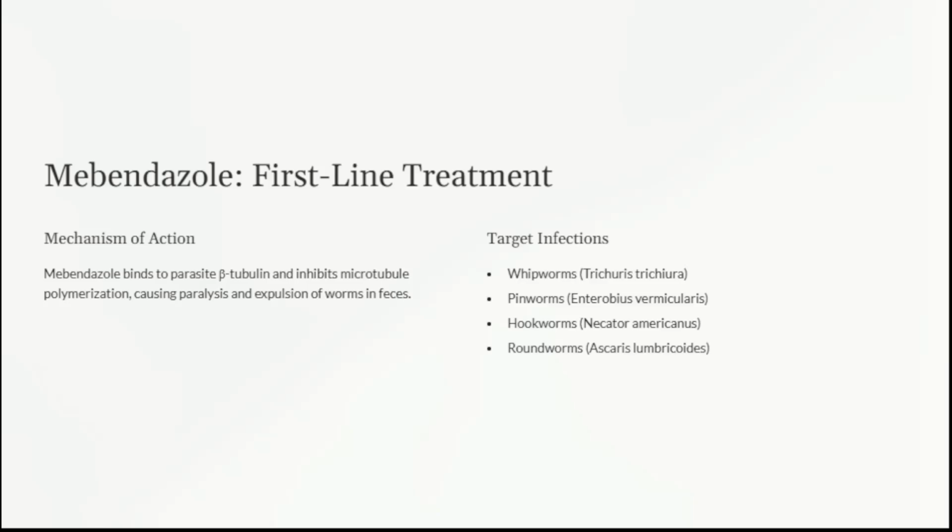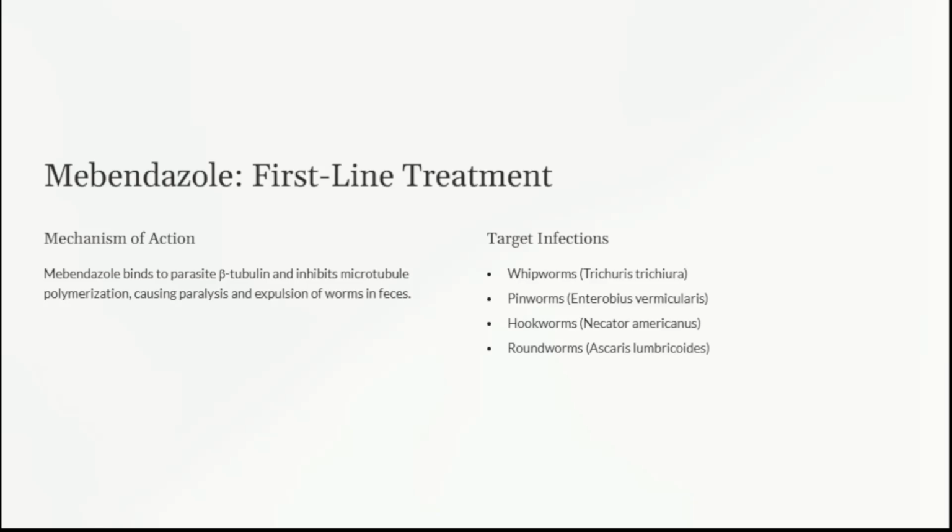So mebendazole is effective against a wide range of parasites, including Trichuris trichiura. This is the whipworm, again the pinworm, Enterobius vermicularis, and hookworms, Ancylostoma and Necator. So dosing is very important, of course. It varies according to the target parasite. It is given orally, typically 100 milligrams twice daily for 3 days.